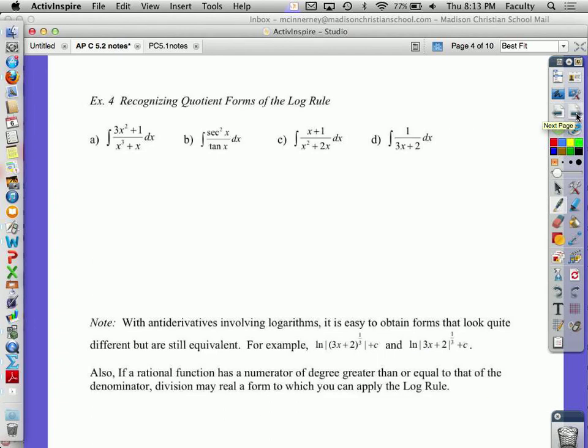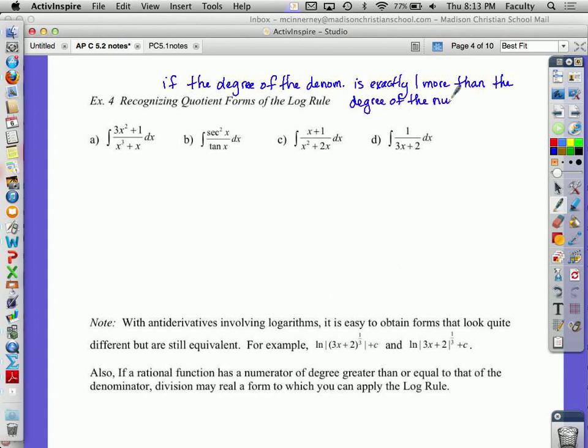All right, example 4 says recognizing quotient forms of the log rule. Here's the big idea. If the degree of the denominator is exactly 1 more than the degree of the numerator, then you're going to want to use u substitution with the denominator, and it'll cause you to get the log. So watch what I'm going to do.